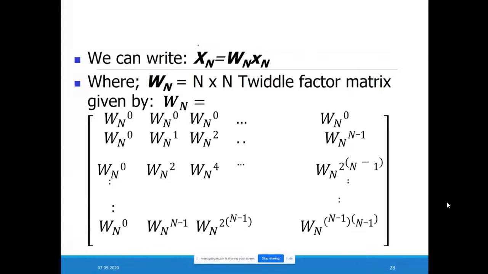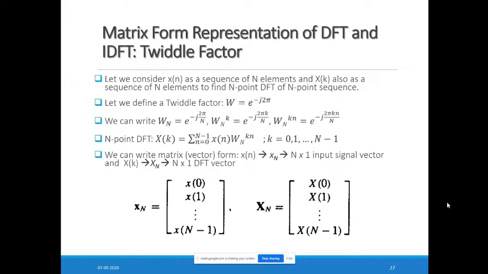Here X of n is nothing but your DFT. This small x of n is nothing but your input signal vector. Here omega n, or Wn, is nothing but the twiddle vector. As we have seen in the previous slide, x of n is an n cross 1 vector, which is the input signal vector.